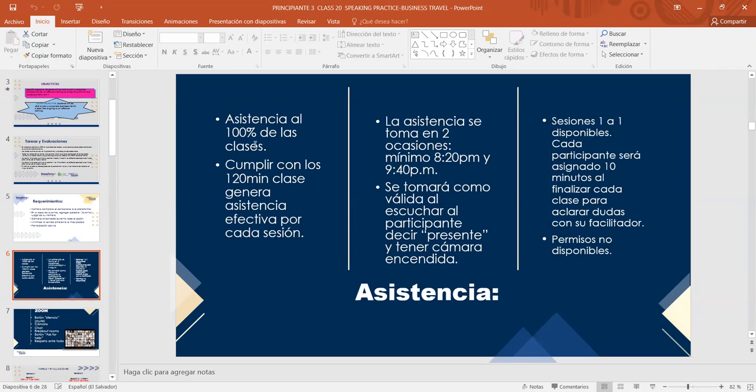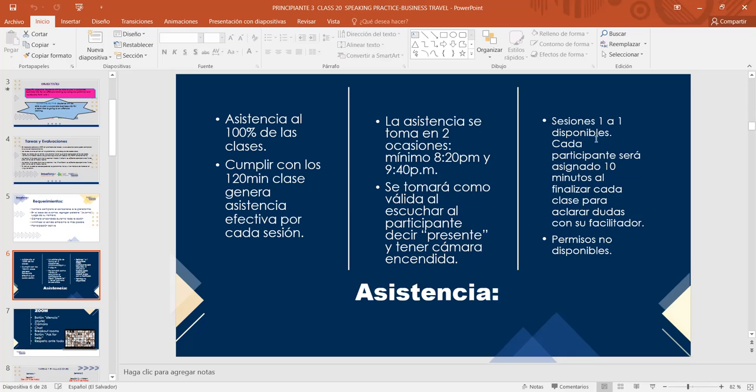And here we have the attendance is expected to be here 100% of the classes. When you accomplish the 120 minutes of the class, that generates or gives you the effective attendance for each session. Again, the attendance will be taken twice, 8:20 and at about 9:40. And remember, it is effective when in the video it is listened to you saying presente, here I am, or present, okay? Or hello, something like that, when I call your name.